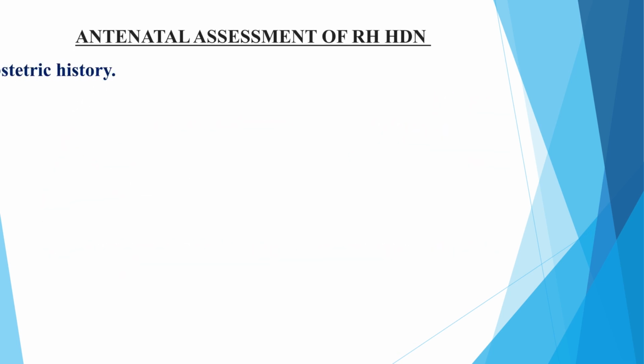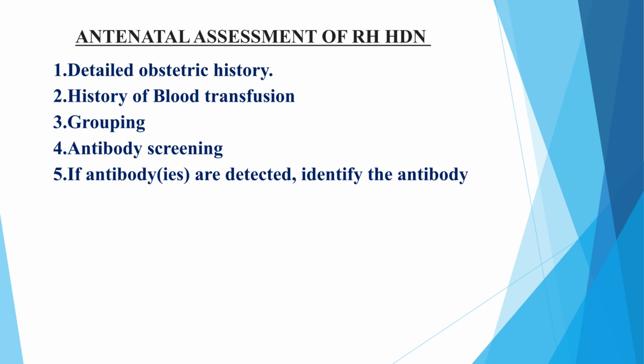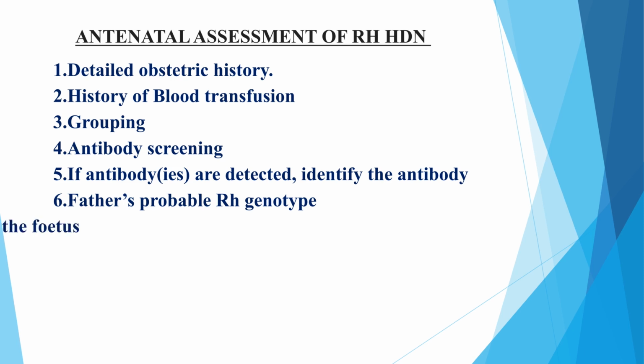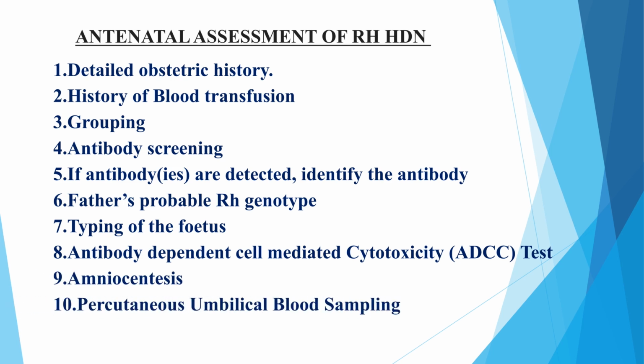1. Detailed obstetric history. 2. History of blood transfusion. 3. Grouping. 4. Antibody screening. 5. If antibodies are detected, identify the antibody. 6. Father's probable Rh genotype. 7. Typing of the fetus. 8. Antibody-dependent cell-mediated cytotoxicity test. 9. Amniocentesis. 10. Percutaneous umbilical blood sampling.